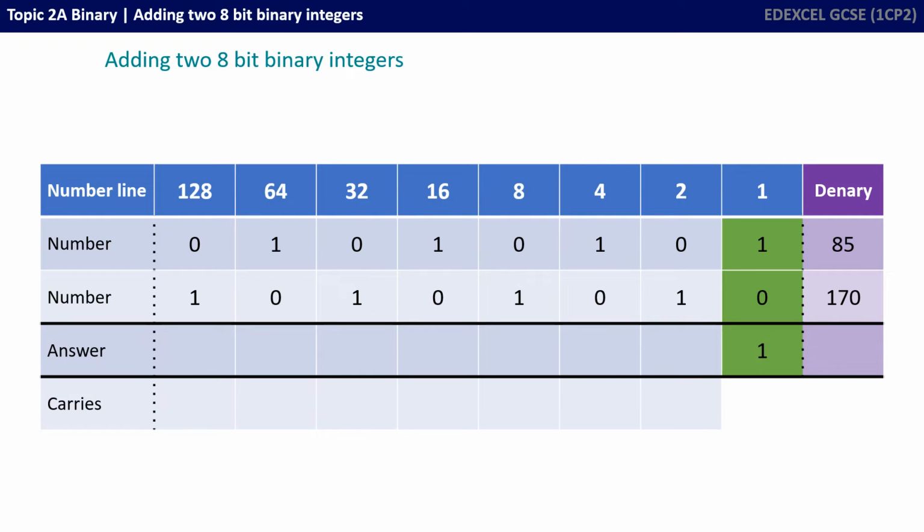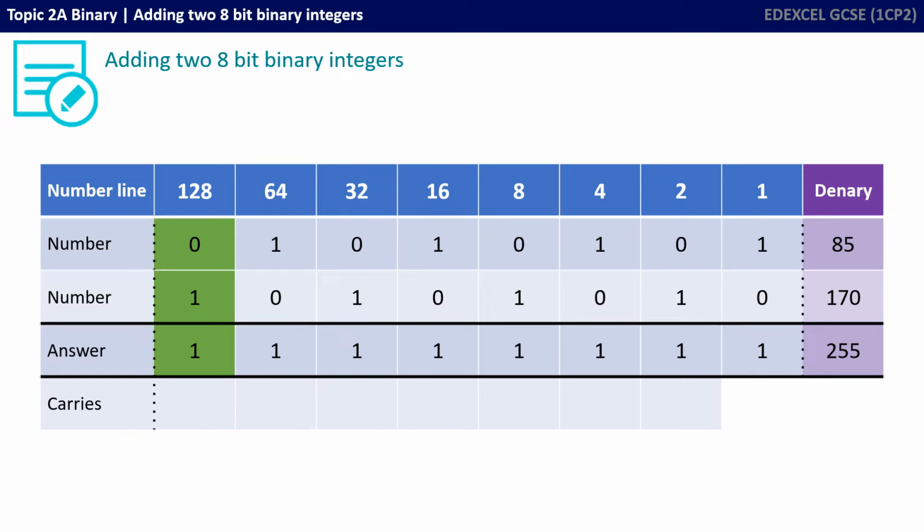So a 1 plus a 0 is a 1. A 0 plus a 1 is a 1. This continues across every column, each one giving a 1. A nice, simple, tidy, easy example to start with. We add up every column that has a 1 in it, so that's all of them, 128 plus 64 plus 32 and so on, and we get 255, which of course is the original numbers 85 and 170 added together.